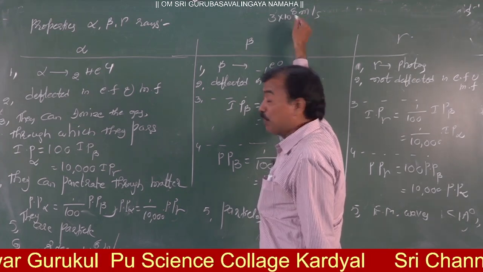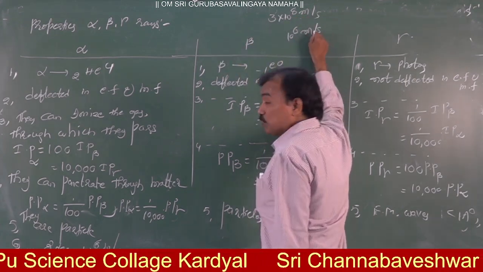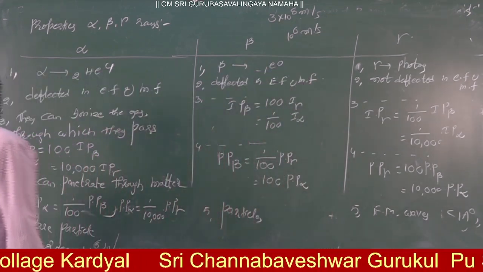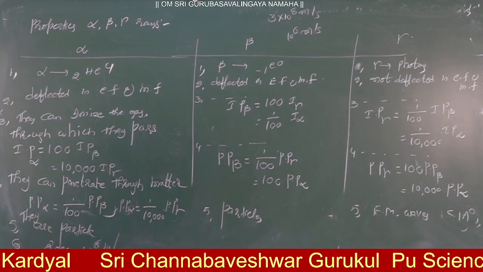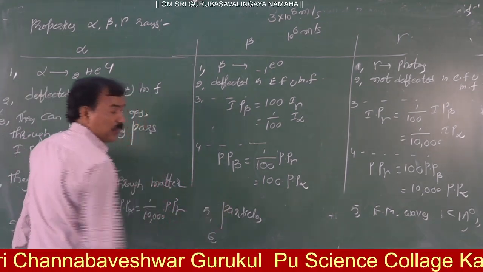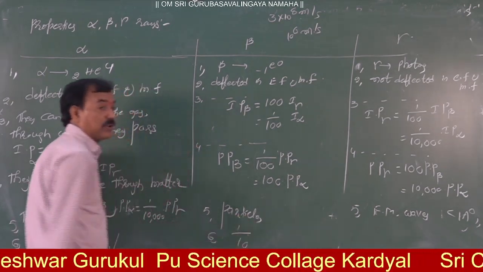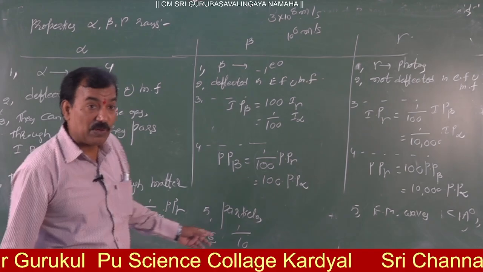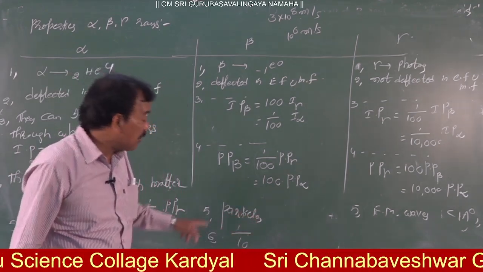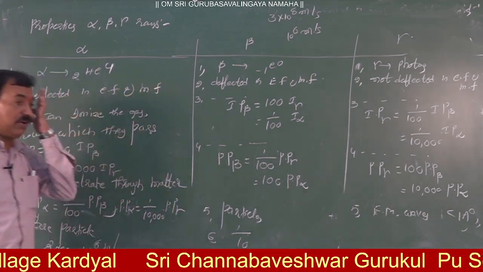The velocity of light in vacuum is equal to 3 into 10 to the power of 8 meter per second. Clear? So alpha is of the order of 10 power 6, which is 1 by 100 times the velocity of light in vacuum. Next, the same for beta: this is equal to 1 by 10 times the velocity of light in vacuum, so the order is 10 power 7 meters per second.